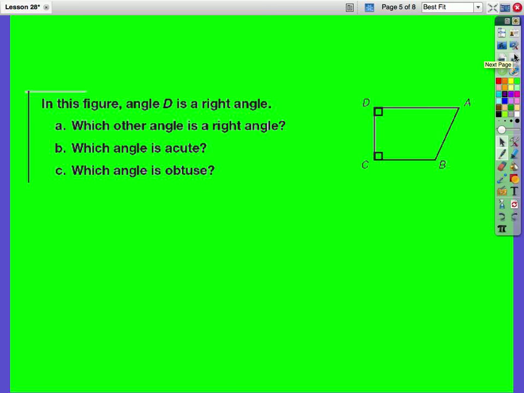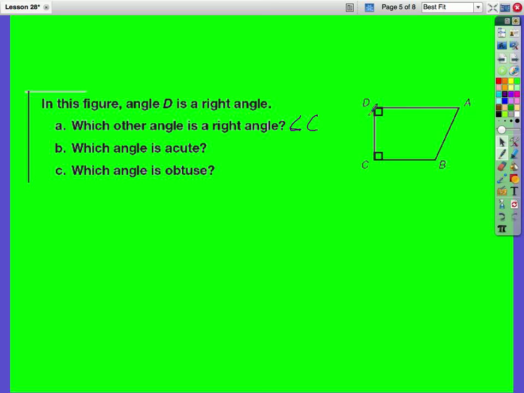Next example says, in this figure, angle D is a right angle. Notice they marked it with that little box saying it's a right angle. It's 90 degrees. Letter A asks, which other angle is a right angle? Well, almost always for right angles, they're going to mark it with that little box, like they did for angle D. Well, I look, angle C has a little box, so it has to be a right angle. So I'm going to label it angle C. Now, I could label it angle DCB or BCA, but since there's only one angle C, I'm just going to do the quick way and label it angle C.